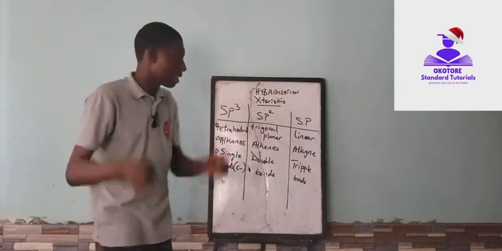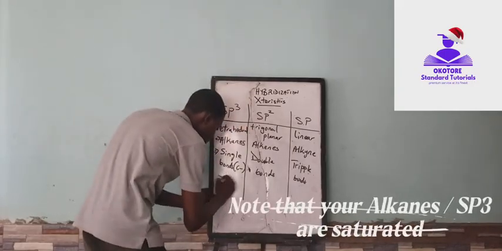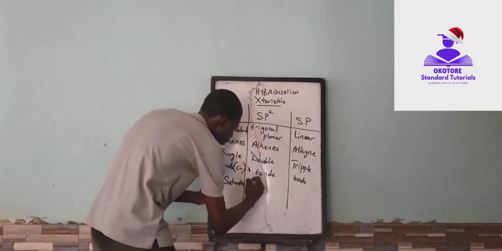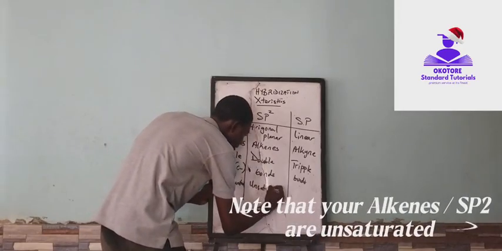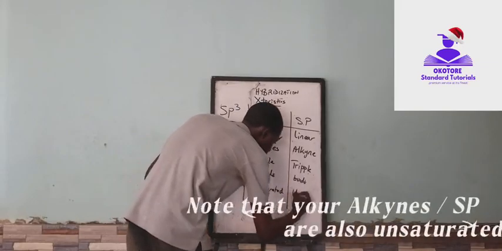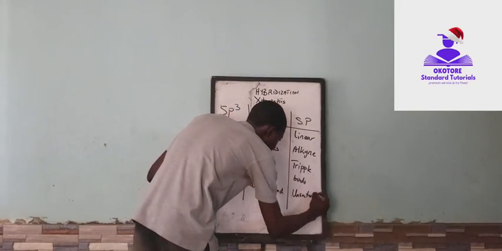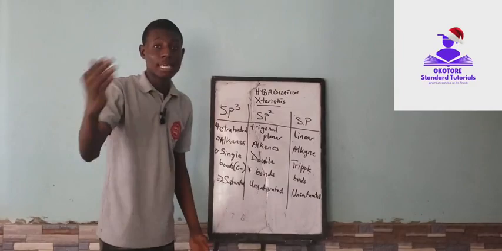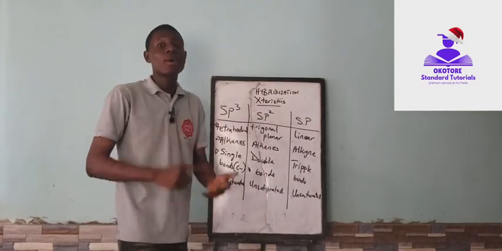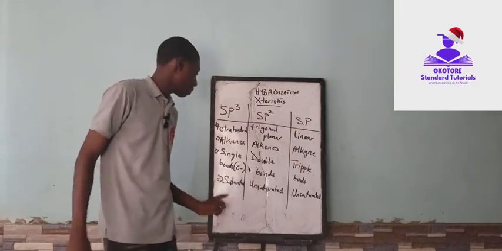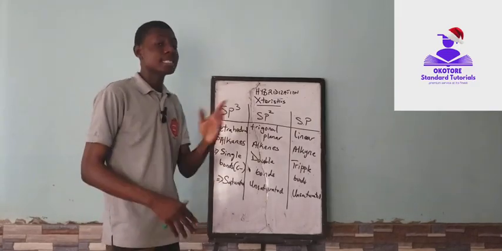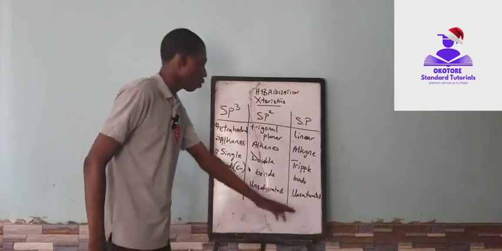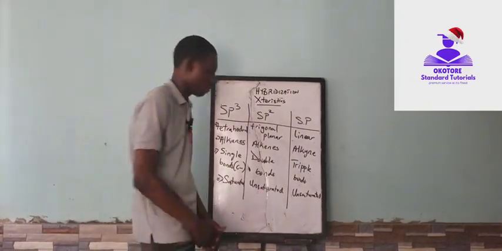So just have that at the back of your mind: our sp3, they are what? Saturated. Our sp2 are what? Unsaturated, and our sp are also unsaturated. Are we clear? This is giving you an introduction into organic chemistry. Your alkanes, are they saturated or unsaturated? Saturated. Your alkene? Unsaturated. Your alkyne? Unsaturated. I hope that is very clear enough.